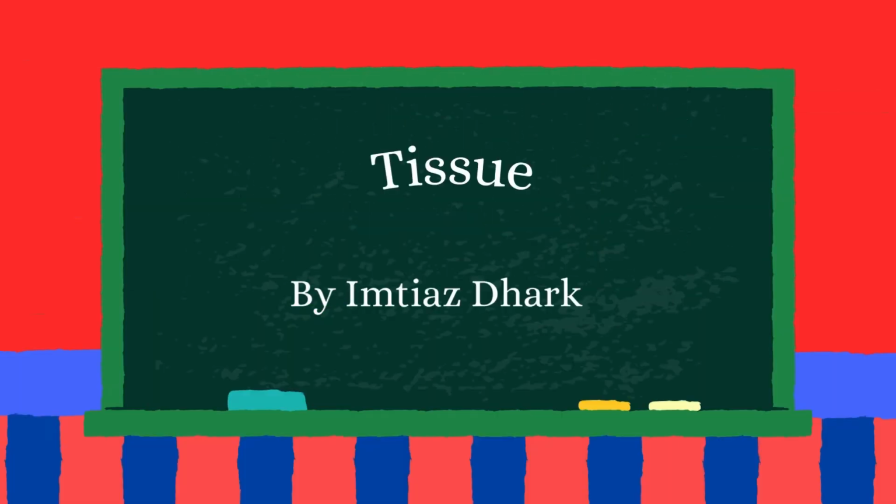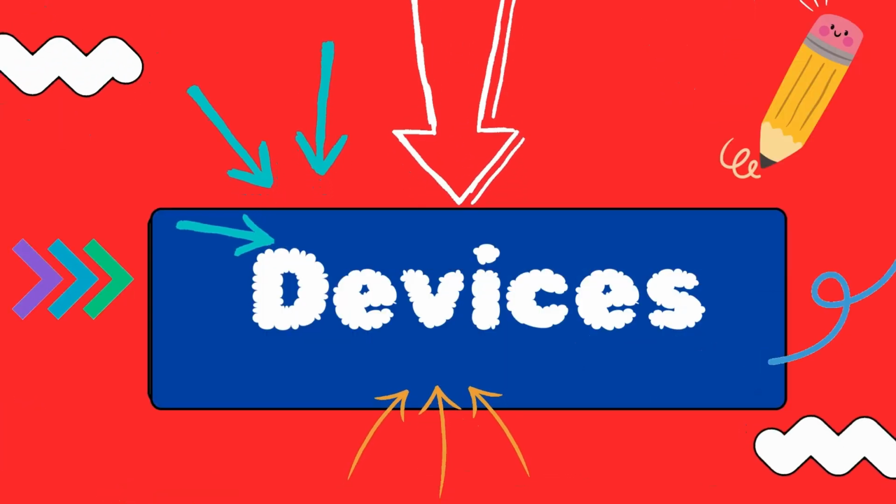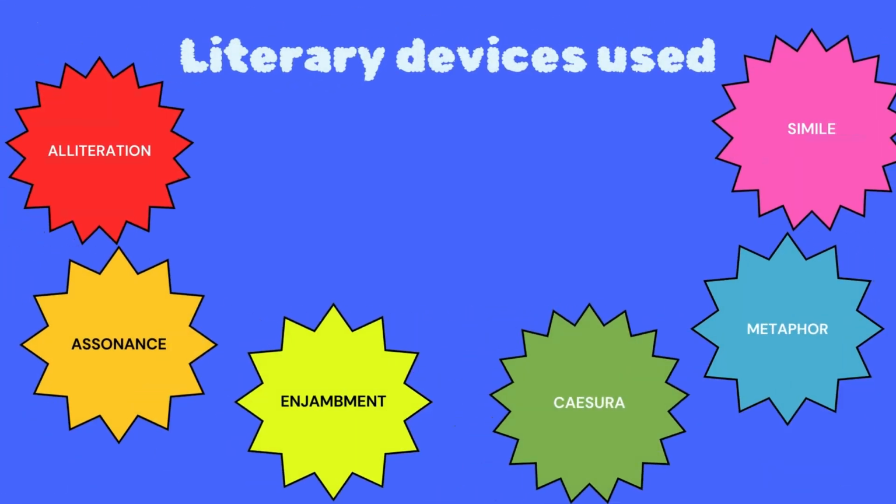Today we are exploring the literary devices within the poem Tissue. Literary devices add structure to the poem through expressing ideas, conveying messages, adding emphasis, and highlighting important themes. Tissue contains many literary devices. Today we are looking at alliteration, assonance, enjambment, caesura, metaphor, and similes.